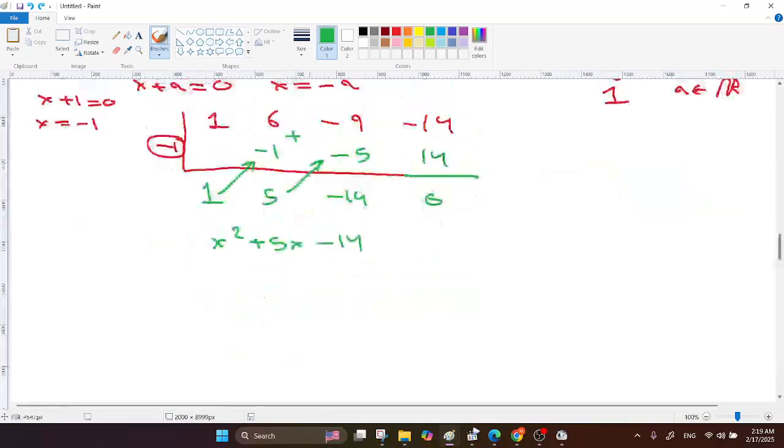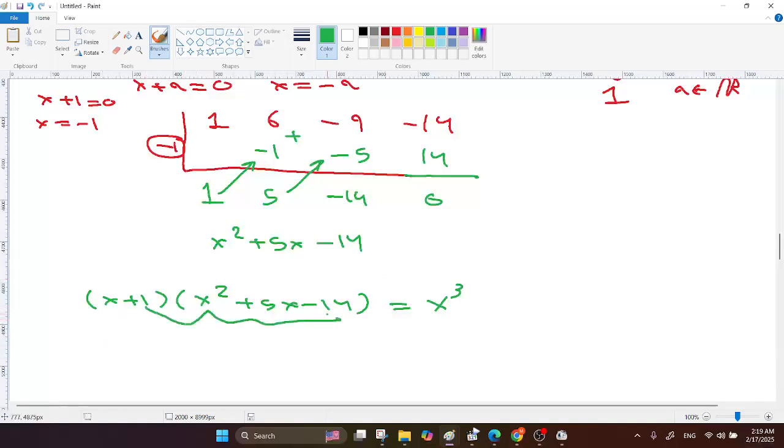Let's check the answer and then explain the method. Why does it work? Now, to check, just multiply. So x plus 1, I will solve another example so it's clearer, times x squared plus 5x minus 14. Now, x times x squared, x cubed. Do we have another term in x plus 1 other than x? First, I multiplied x by x squared, so x cubed. 1 times anything here, will it be x cubed? No. So we just have 1 x cubed.